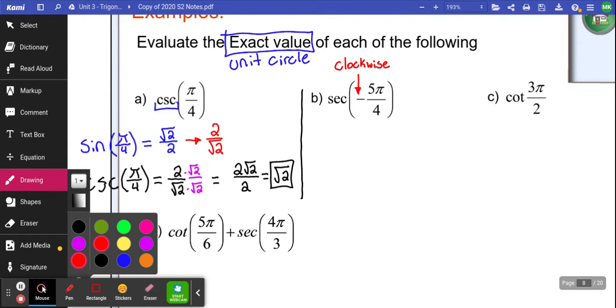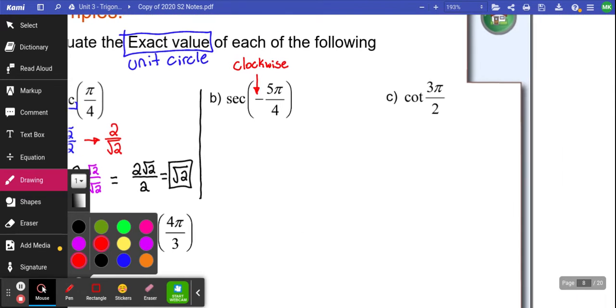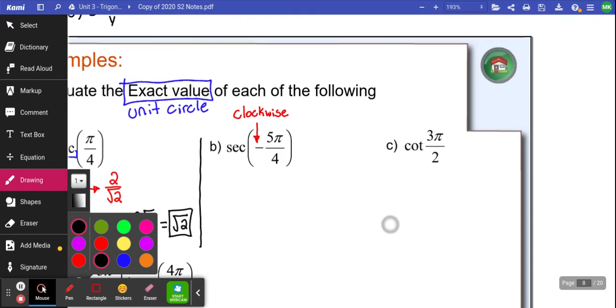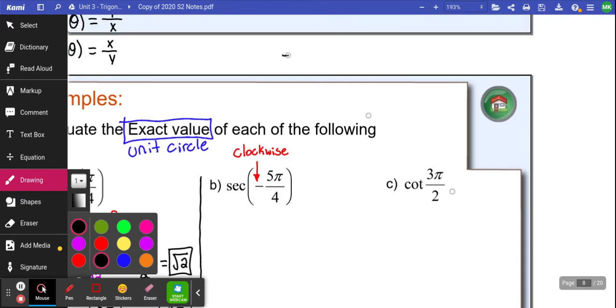If you struggle with that, like visually figuring out where it goes, you can always turn a negative one positive by adding 2 pi to it. So if you did negative 5 pi over 4, and you added 2 pi, which is just 8 pi over 4, right? Have to get a common denominator. That will give you a coterminal angle. It gets you to the same location, which is 3 pi over 4.